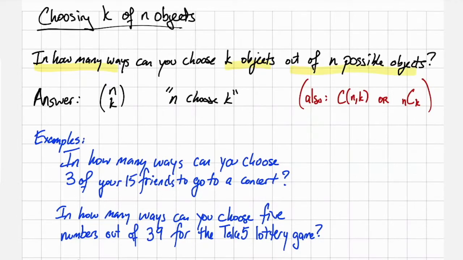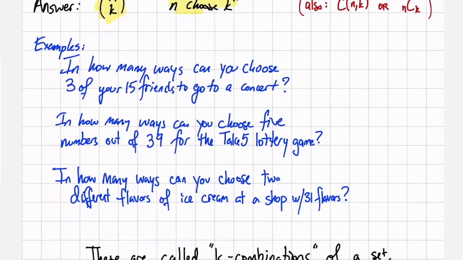of n possible objects? Your gut reaction when you hear a question about choosing k objects out of n possible objects should be n choose k, which we'll write using this notation, with an n above a k surrounded by parentheses. So, if the question is, in how many ways can you choose 3 out of your 15 friends to go to a concert? The answer will be 15 choose 3. We're choosing 3 people out of 15.